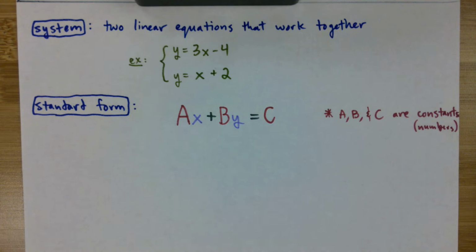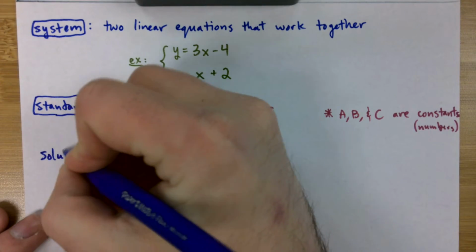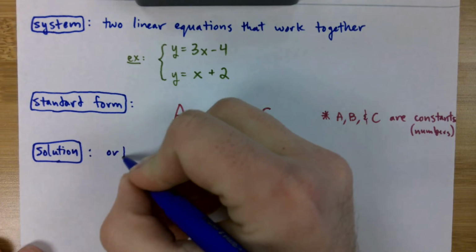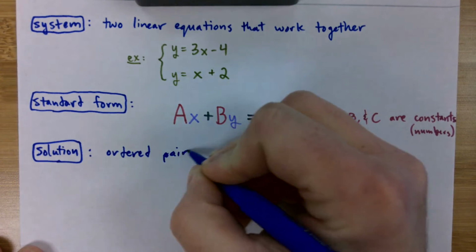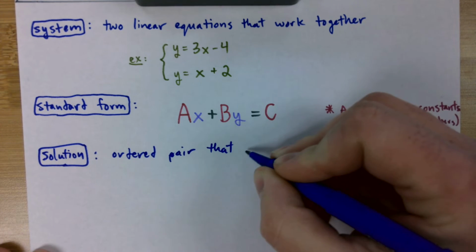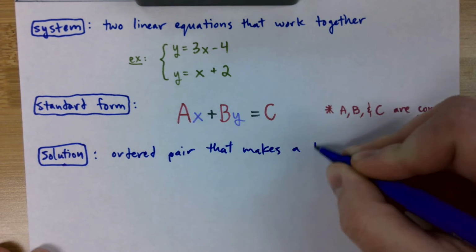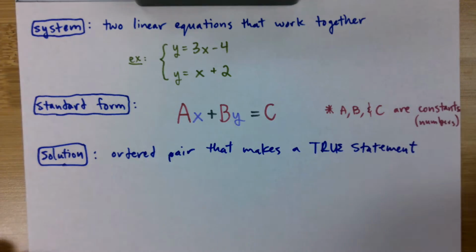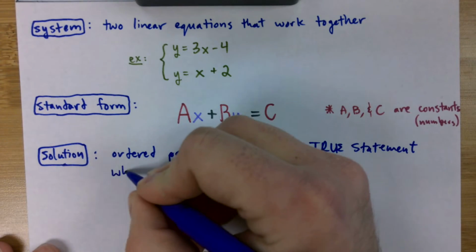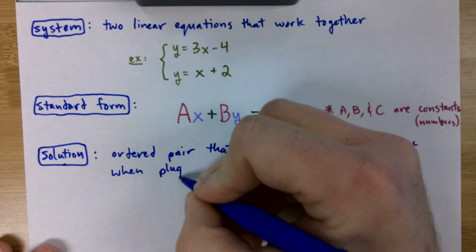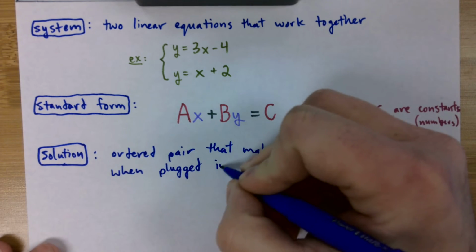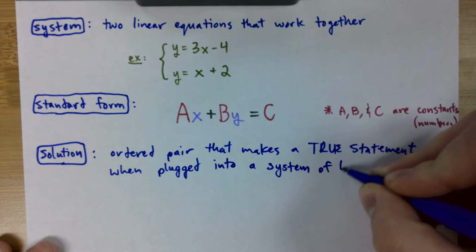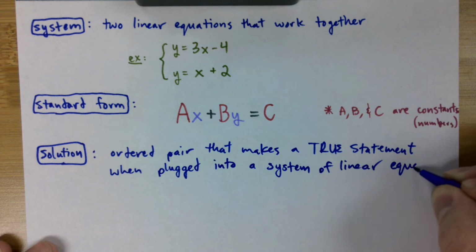And then finally, let's get our last word written down, and that is solution. And a solution is just an ordered pair that makes a true statement when plugged into a system of linear equations. I'll give you guys time to write that.